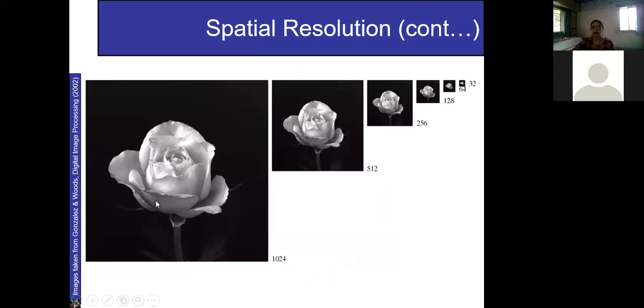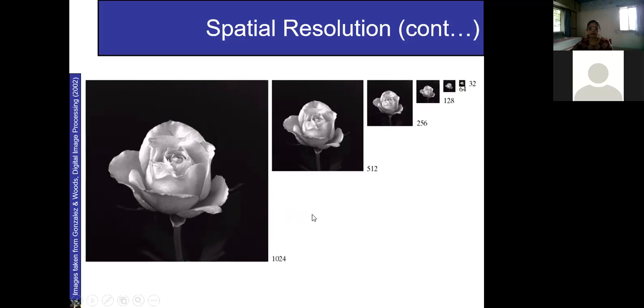Now, instead of that, if we use fewer samples, if we consider half of this resolution, there will be 512 by 512 samples. If we further reduce it, you can have 256 by 256 resolution, and so on. You can have say 32 by 32 samples. As we go on reducing the number of samples over a given distance, spatial resolution goes on reducing.